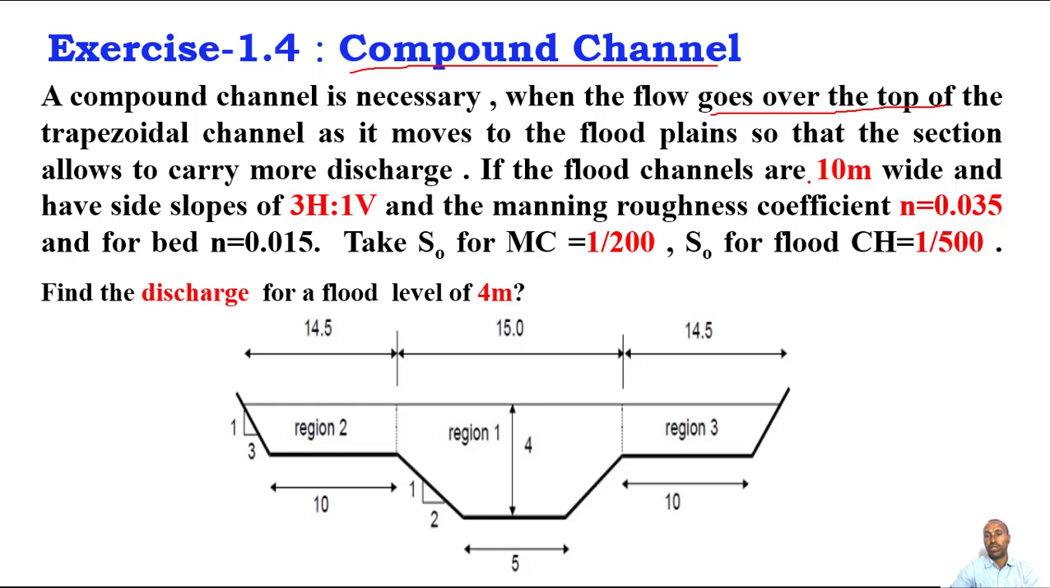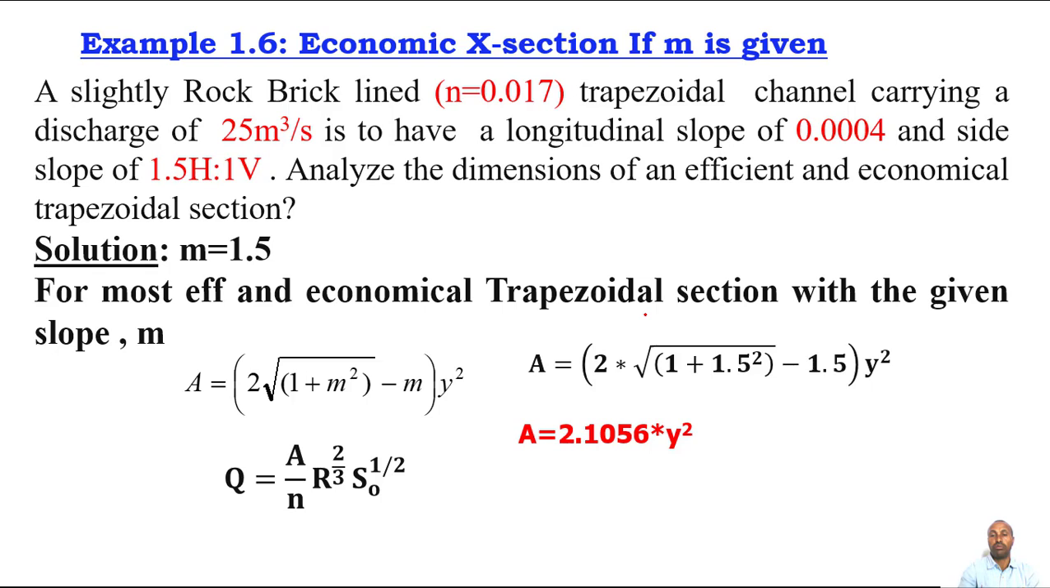So if the flood channels are 10 meter wide, which is this one, and the side slope is 3 horizontal to 1 vertical, and the Manning roughness coefficient is this one for the bed, then just for the sides and for the bed given, then S naught for the main canal, you have a different S naught again. Be careful on this one. Then finally, you will find the discharge for a flood level of 4 meter using the whole section method. And using the partial area method, you can try. So I think these are compound channels.